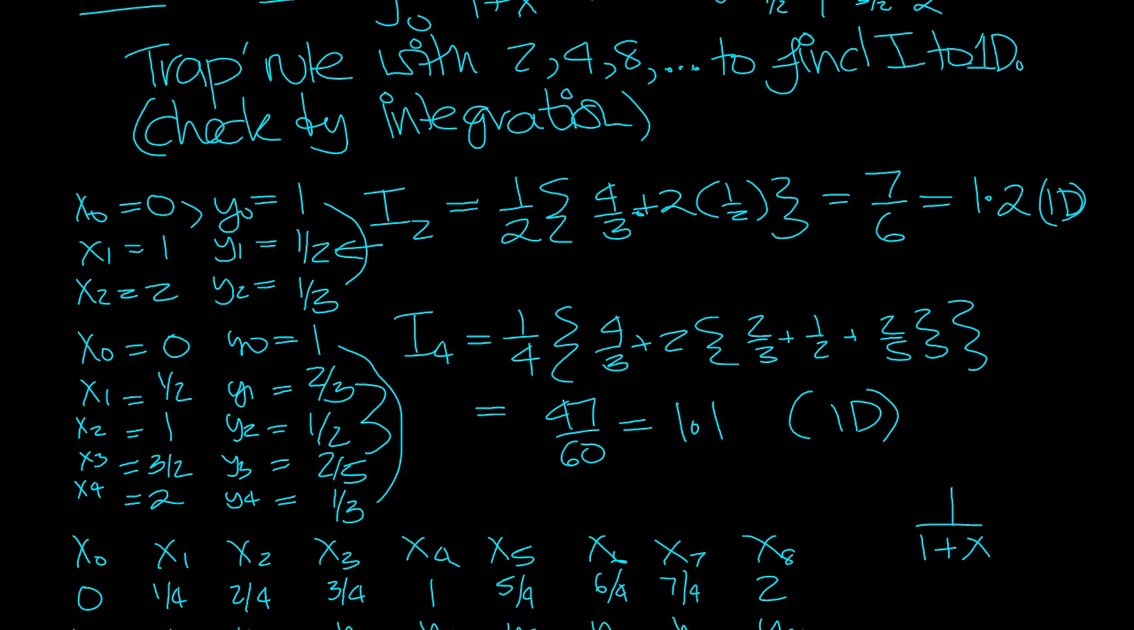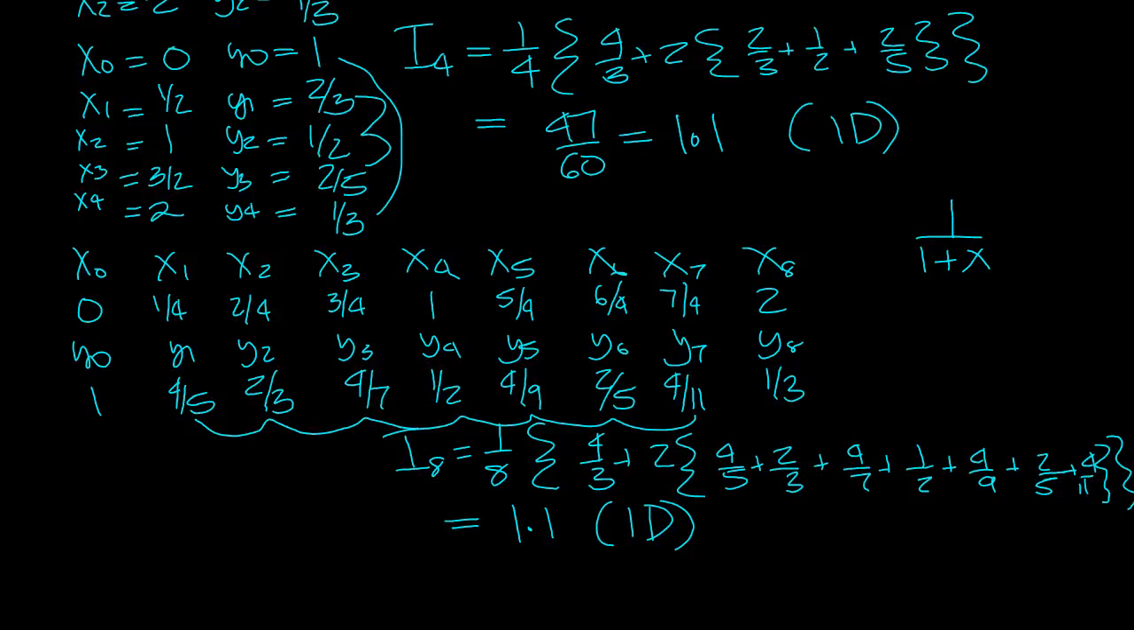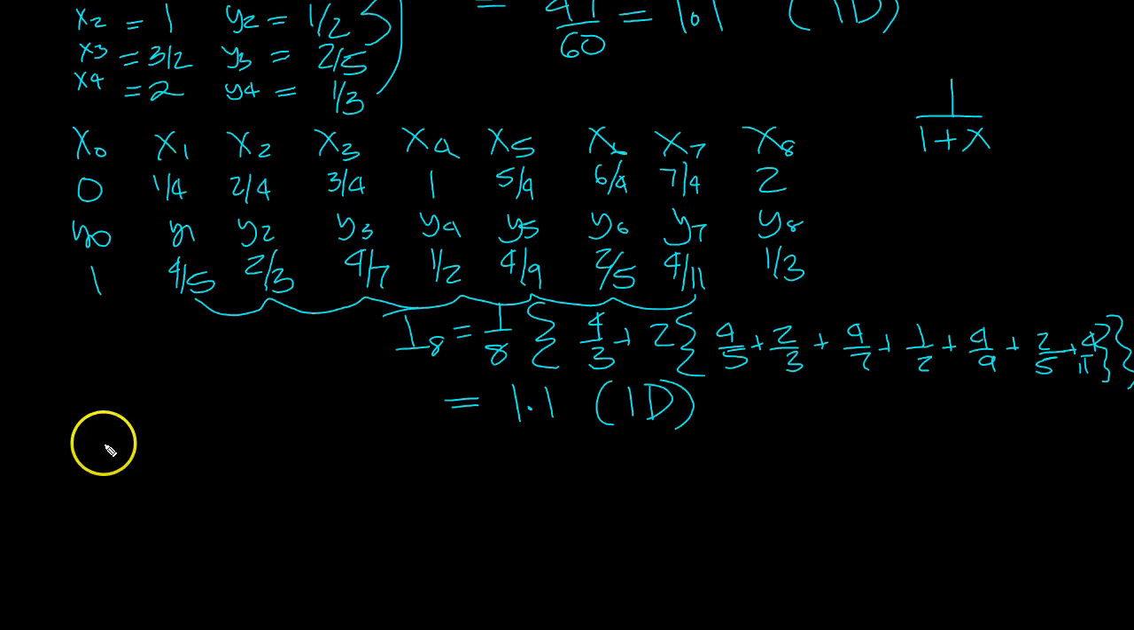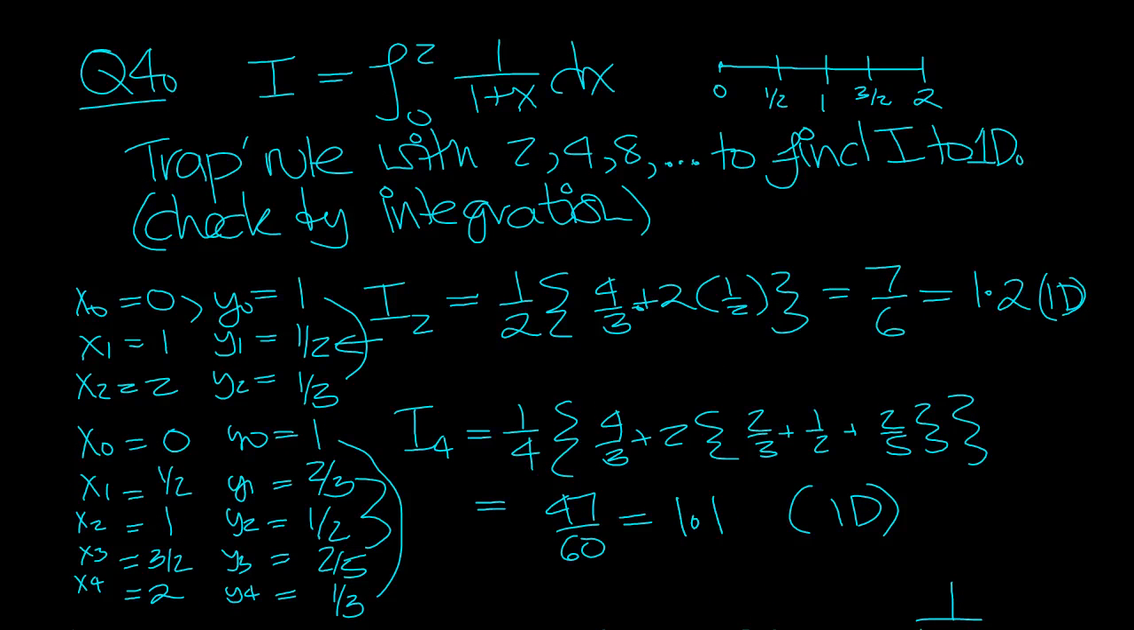So we've got it to 1 dp, haven't we? Because both of those are 1.1. So we're fairly optimistic because it's narrowed down to 1.1. Now the integral itself.